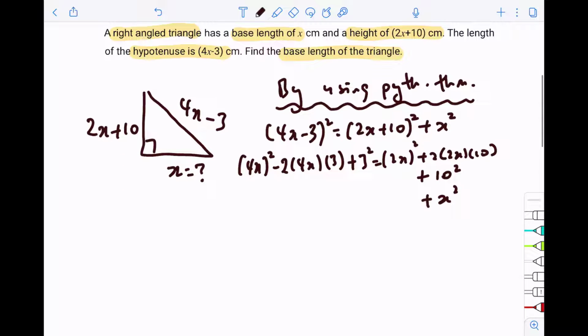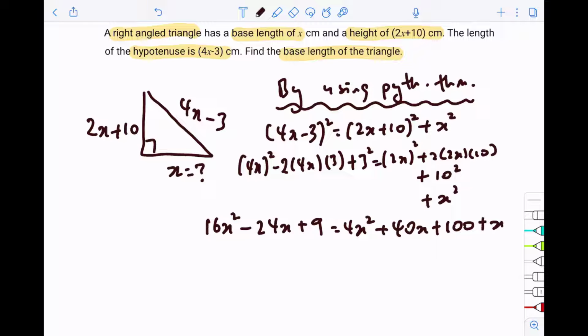Alright, so now we expand this, we get 16x squared minus 2 times 4 is 8, 8 times 3 is 24, plus 9 equals 4x squared plus 2 times 2 is 4, 4 times 10 is 40, x plus 100 plus x squared.